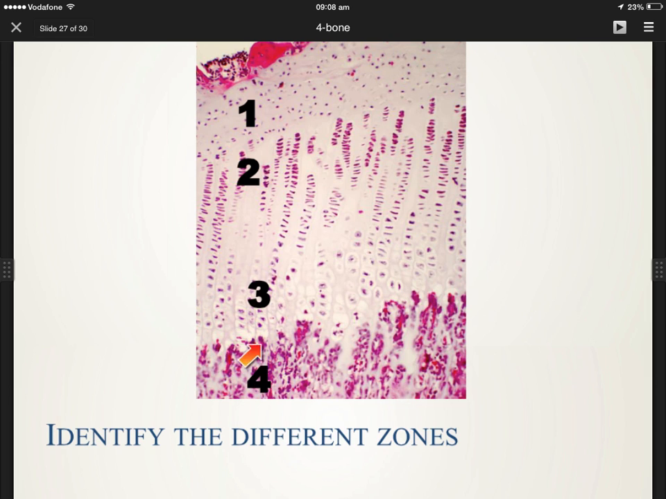And this is the stage where the cells die and the area is invaded by the undifferentiated mesenchymal cells and osteoblasts to form irregular acidophilic bony trabeculae. In between we have bone marrow. This is the stage of ossification and formation of the spongy bone.